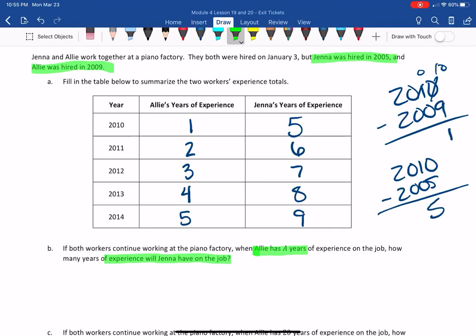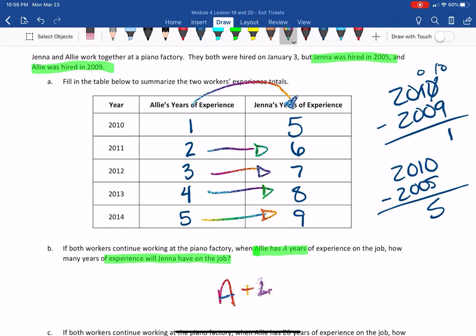You're thinking about how you're going from Allie to Jenna. So think about how you go from Allie to Jenna. If you do that, it should all be the same thing. So I start with Allie. How much am I adding to Allie to get to Jenna? You're adding 4 years of experience. I saw some people give me that, but I saw a lot of just random things written down, and that's going to be super important to understand.